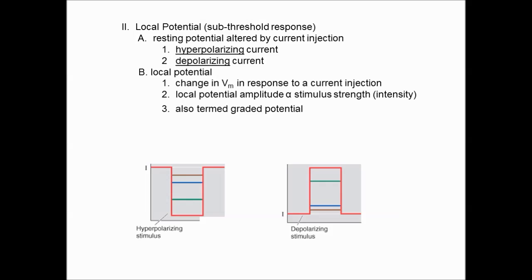And a local potential is a term which we use to describe such an event in current injection. So just a momentary change that you induce by a stimulus, we call it a local potential. It can be done by current injection, and it can be done by all kinds of other things. A very significant part of the story of local potentials is they're graded, which means they have different amplitudes depending on how much current you inject. So we also call local potentials graded potentials.